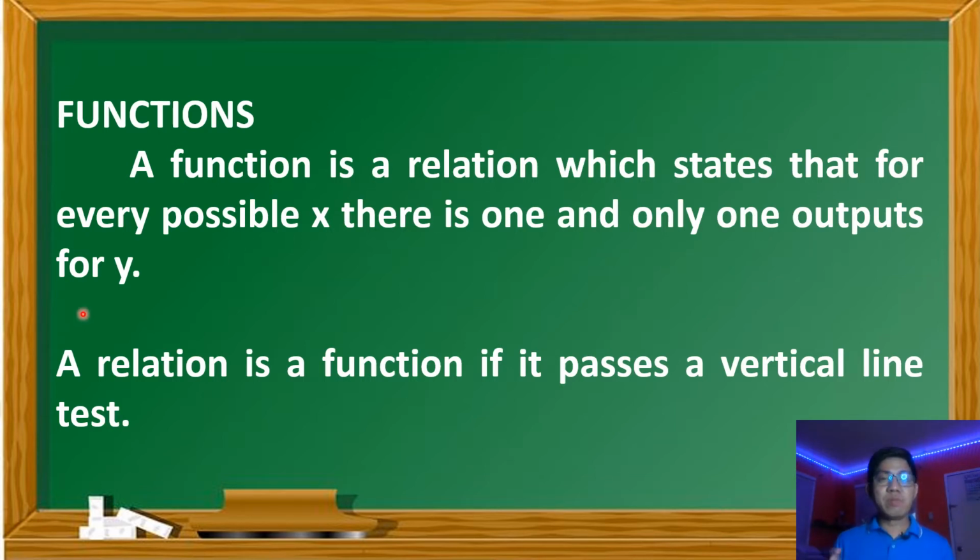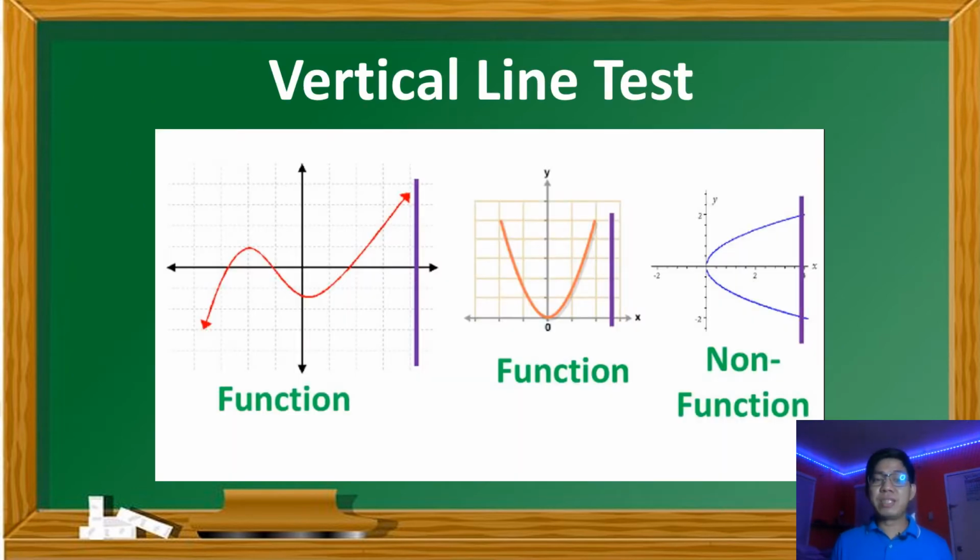Diba? Sa functions, meron tayong x and y. We have the input and the output. And we can easily determine if a relation is a function. Sabi dyan, a relation is a function if it passes the so-called vertical line test. Ano nga ba, mga ka-basic, yung tinatawag natin na vertical line test? So let us have an example of a vertical line test.